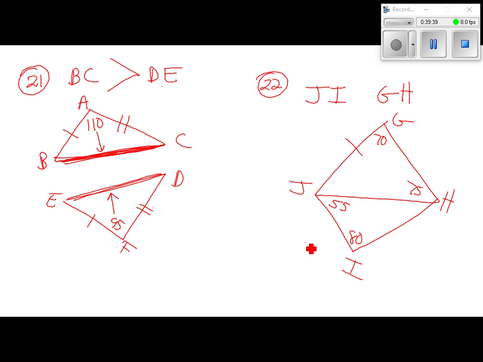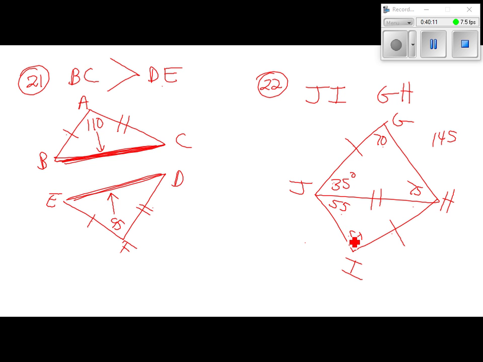Next one, a little tougher on this one. We know, I think I forgot to mark something here. Yep. We know that this side's congruent to that side. We also know that they share segment JH there, so JH is congruent to itself. Well, we don't know this angle right here, and we don't know this angle, but we can find it. 70 plus 75, and we always gotta find that included angle. 70 plus 75 is 145. Subtract that from 180, you get that this angle is 35 degrees.